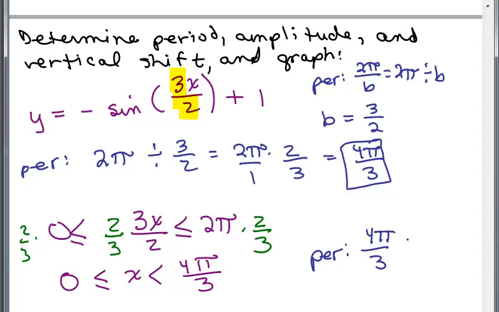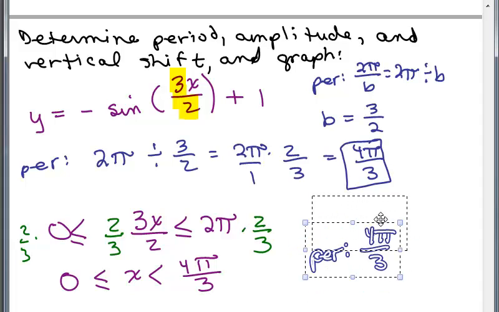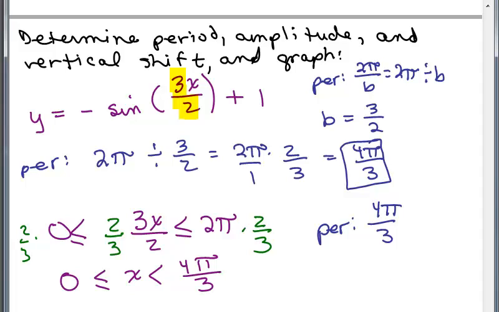Okay, so we've done that. Now we're also asked to state the amplitude and the vertical shift. Those are actually a little bit easier. Amplitude: the coefficient of the function, sine, is -1. It's just the absolute value, so the amplitude is still 1. And the vertical shift: we've got something plus 1, so everything is shifted up 1 unit. So the vertical shift happens to be up 1 unit.